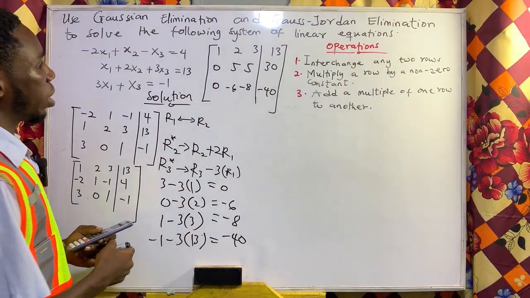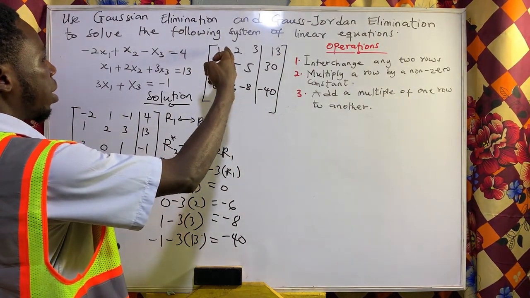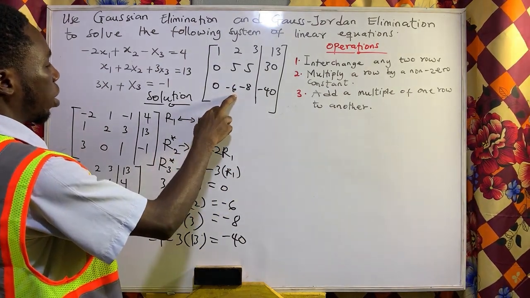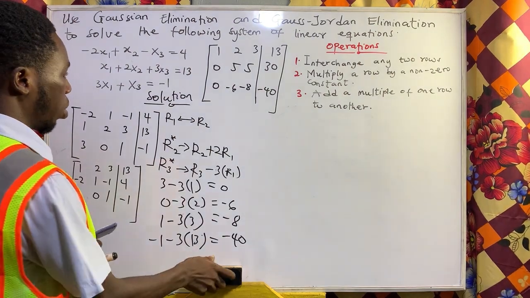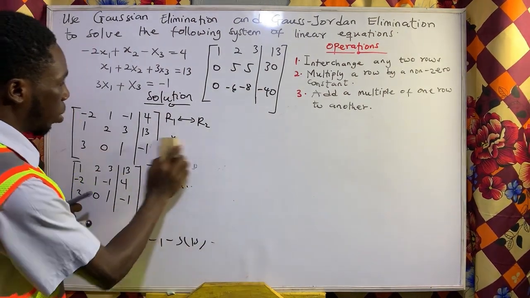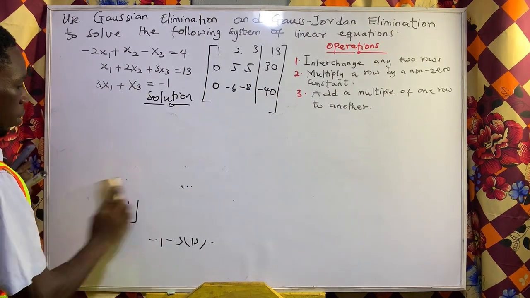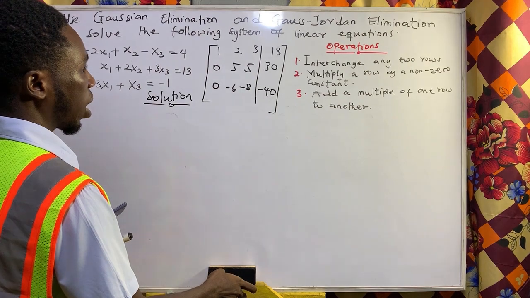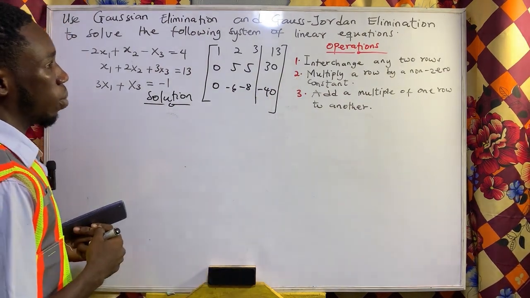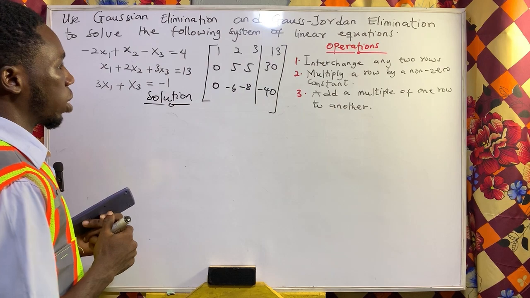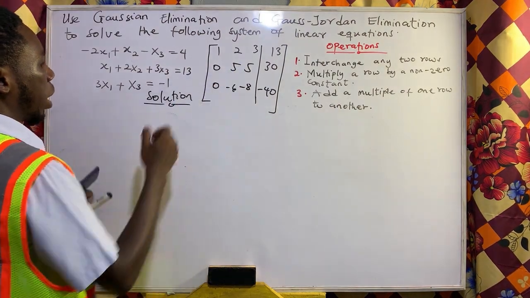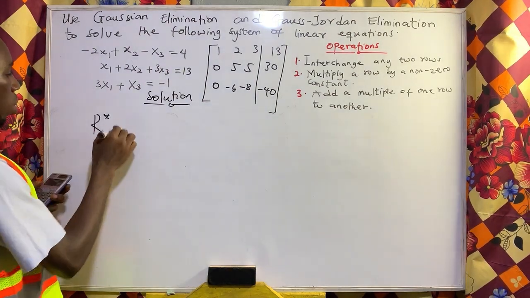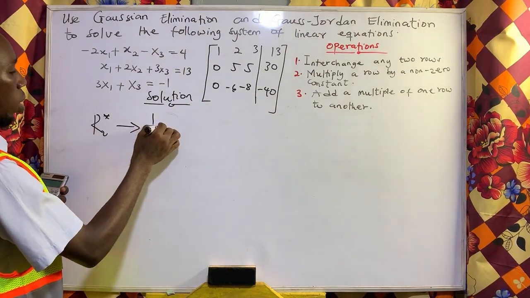So what you want to do is make the leading values 1 in this case, okay? And I also want to change this value here to 0. So the next thing you are going to do is from the second operation that we have here, it says you can multiply a row by a non-zero constant, okay? So because I need a 1 here, the current row 2 will become 1 over 5.